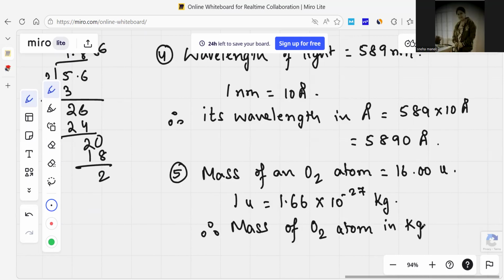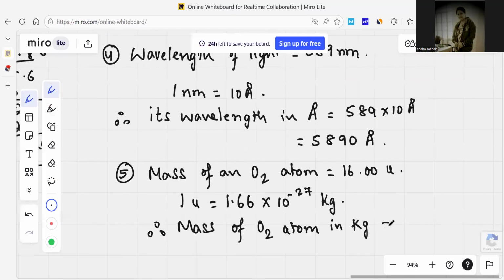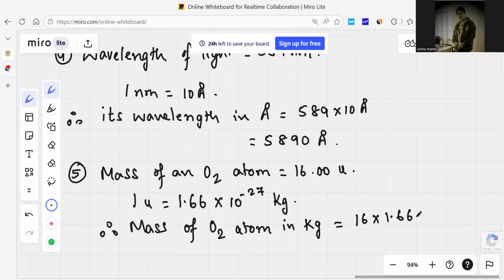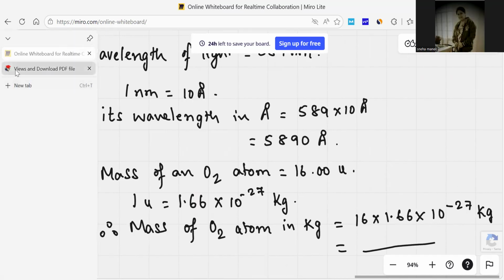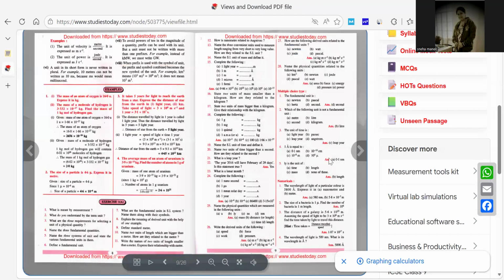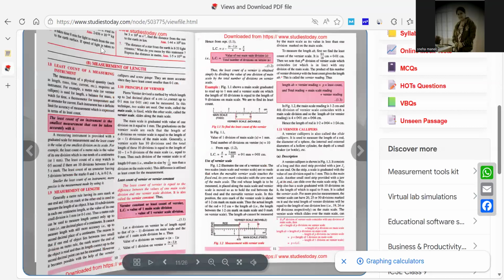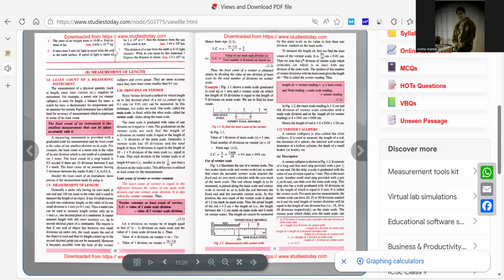So therefore, mass of oxygen atom in kg, what will it be? So 16 into 1.66 into 10 to the power minus 27 kg. Now please calculate and find out the answer. 16 into 1.66. The calculation part must be done by the students. I'll prefer that. Let's see it. You will be getting 2.656 into 10 to the power minus 26. You can keep the answer correct to 2 decimal places as well. There is no problem regarding that.